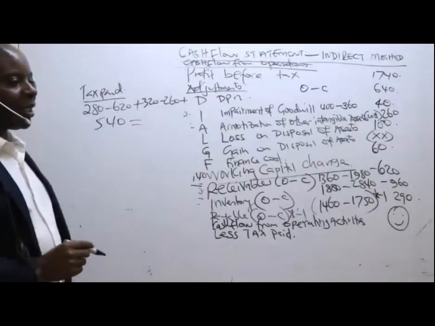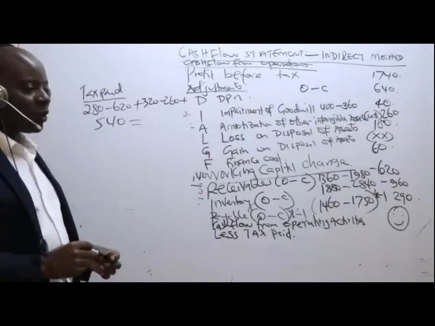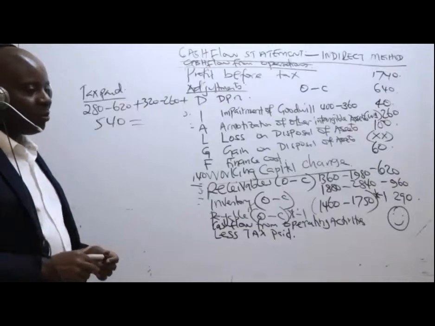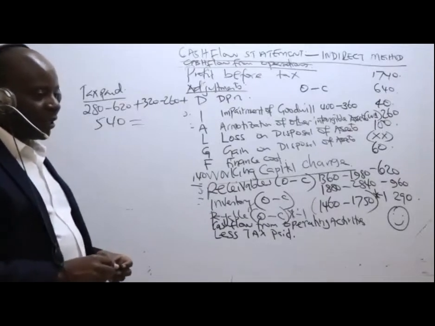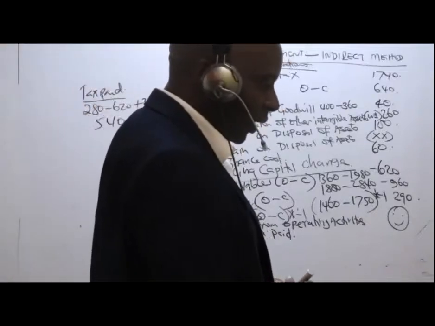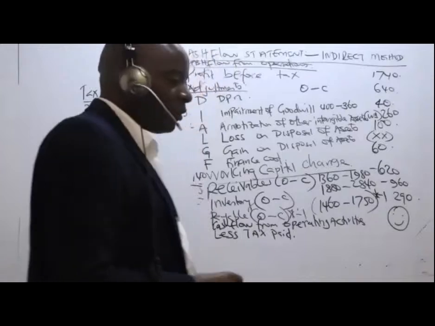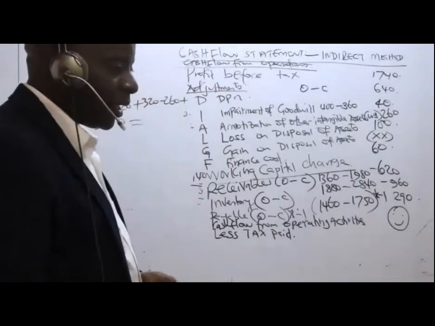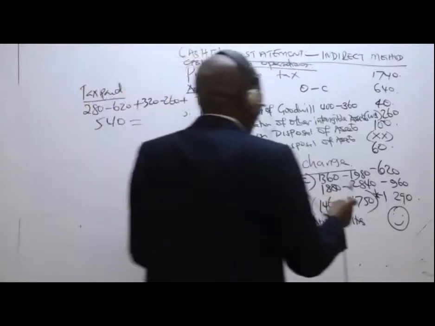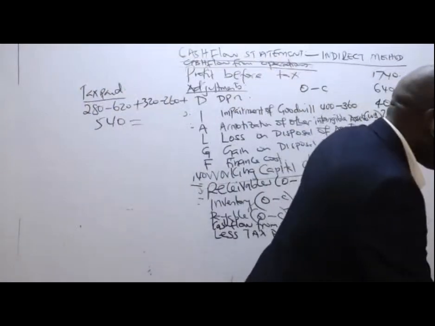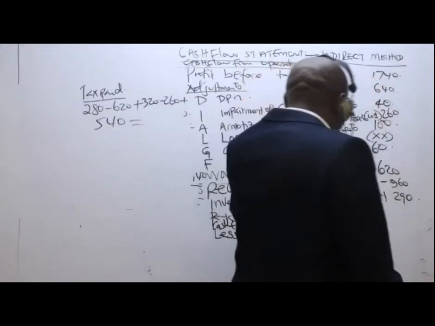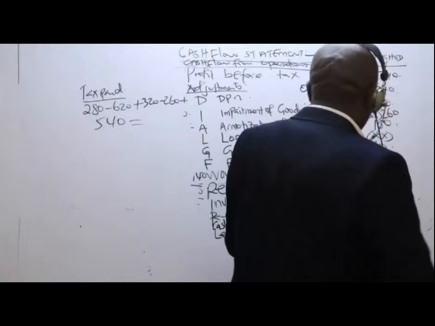Could you kindly give me an answer here for tax paid before I repeat? Is there somebody who can give me the tax that was paid at the end of the year? Valerie Nelima gives me a figure of 260. We need 260. Less tax paid 260.